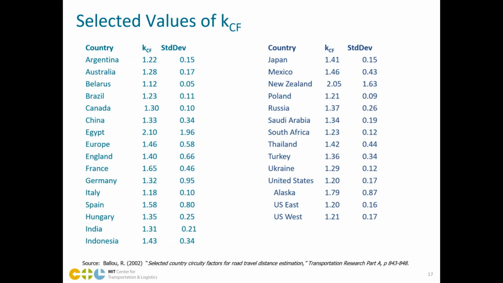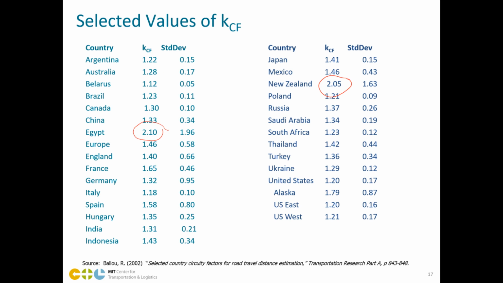This is a study done by Dr. Ron Ballou, and he published this. It's been a couple years, but what's interesting is it shows these K values and the standard deviation for the observations that they made for a number of different countries. So any of you Kiwis out there from New Zealand, you should not be surprised that your circuity factor is so high, 2.05. And Egypt, I've never been to Egypt, but look at that, very high.